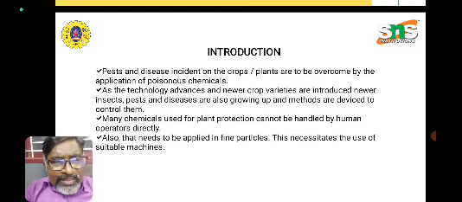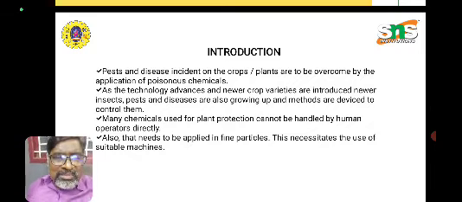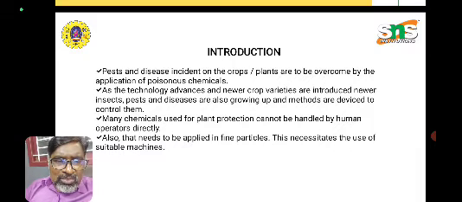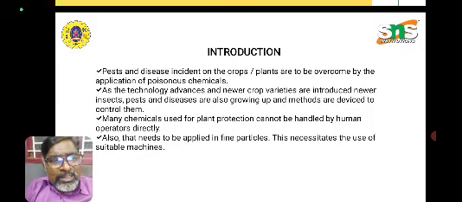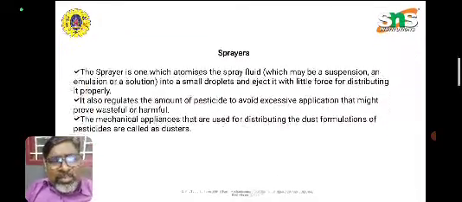As the technology advances and new crop varieties are introduced, newer insects, pests and diseases are also growing up, and methods are devised to control them. Many chemicals used for plant protection cannot be handled by a human operator directly. So by means of various machineries only is it possible for us to apply these chemicals. Also, the application should be in the form of fine particles. This necessitates the use of suitable machines like sprayers, dusters, etc. And let us see what a sprayer is.